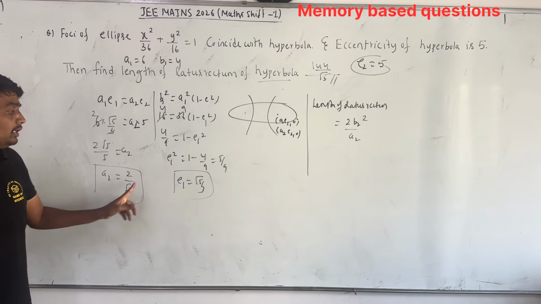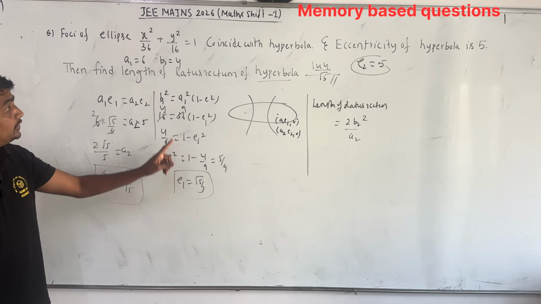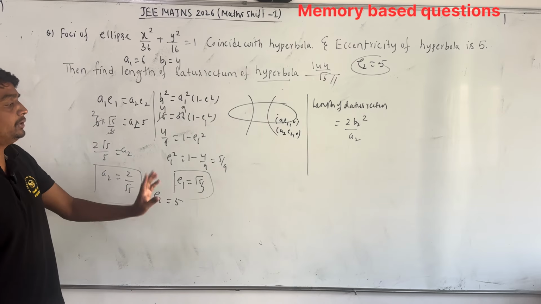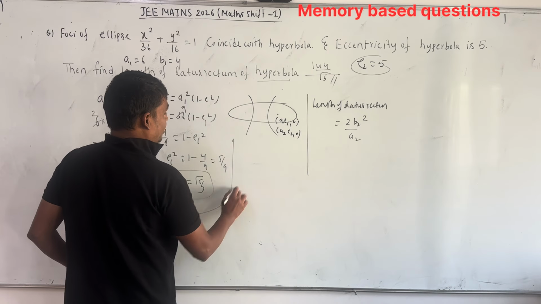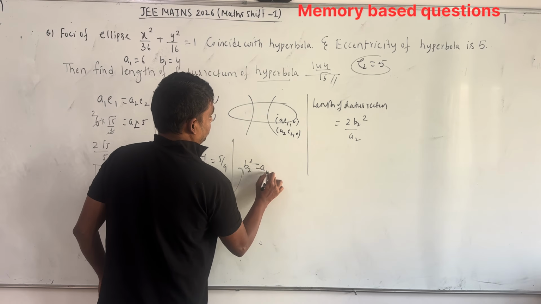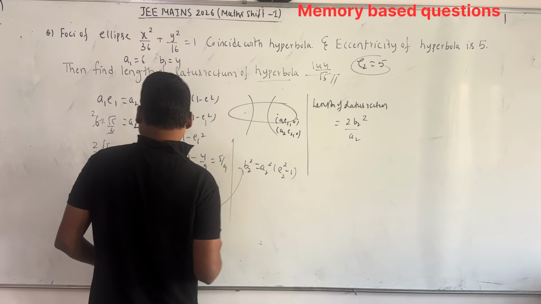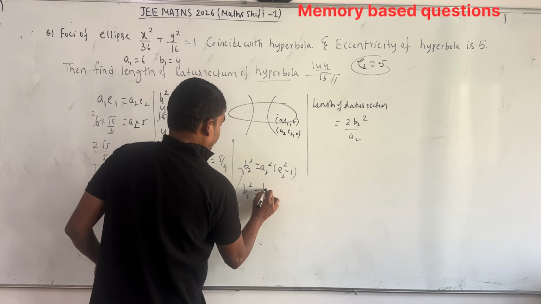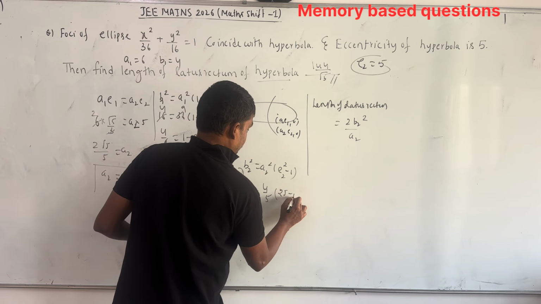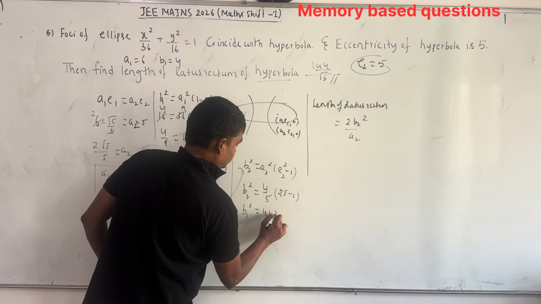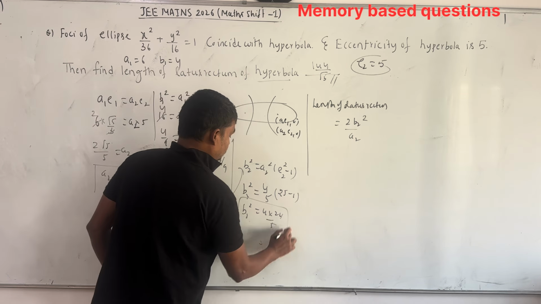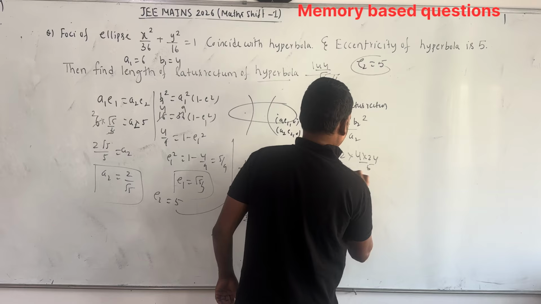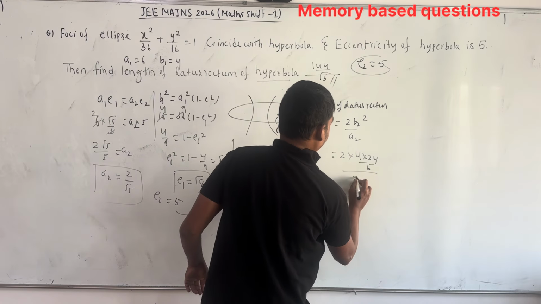When you get the a2 value and you know the e2 value, e2 equal to 5, from a2 and e2 we can get b2. How can we get b2? We know that for the hyperbola b2 square equal to a2 square into (e2 square minus 1). So b2 square equal a2 square, 4 by 5, e2 square is 25 minus 1, 24, so b2 square equal to 4 into 24 by 5. Substitute this b2 square value: 2 into b2 square, 4 into 24 by 5, by a2. The a2 value we already know, 2 by root 5.